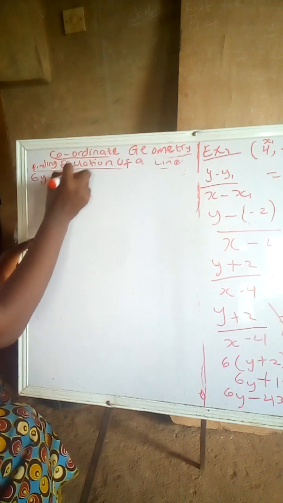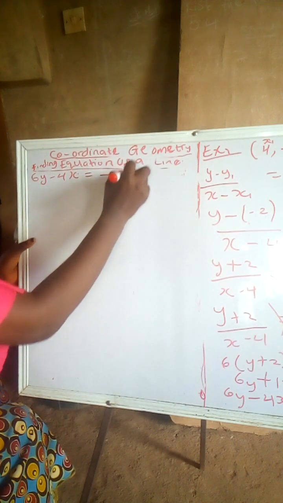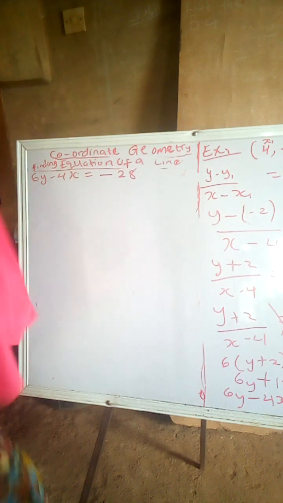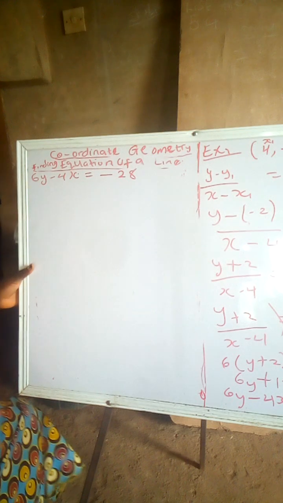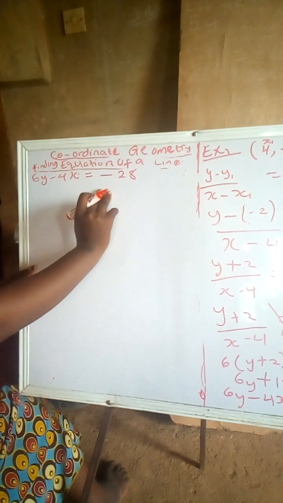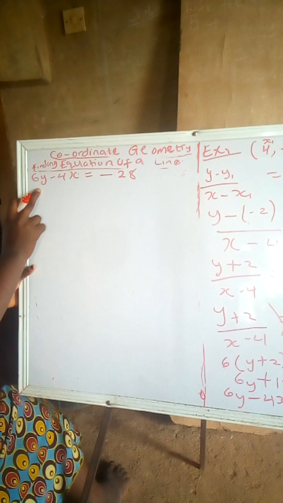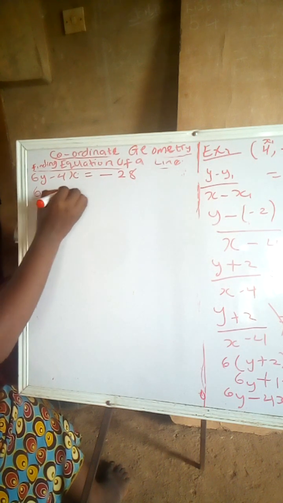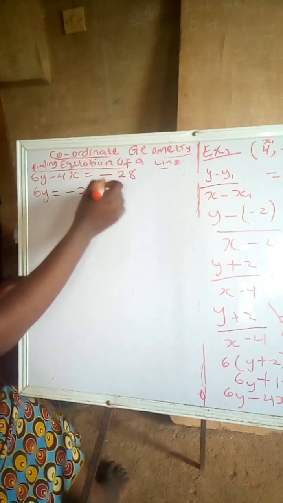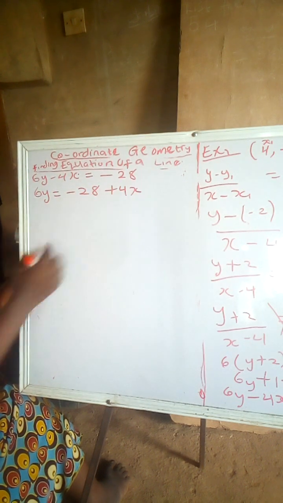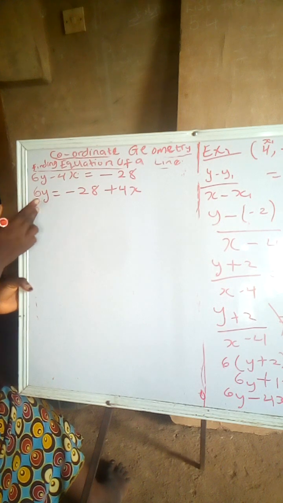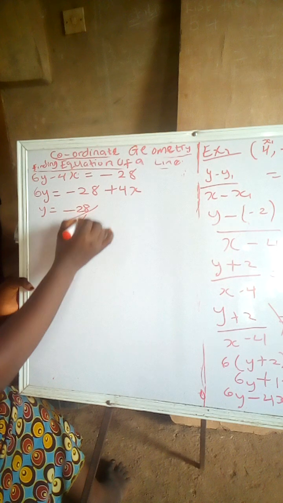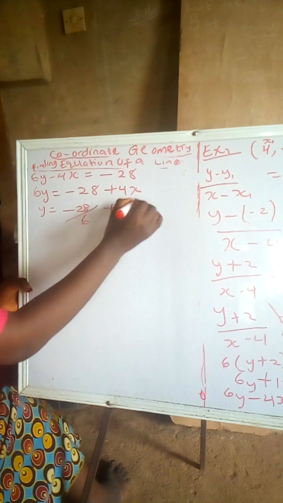6y minus 4x equals minus 28. Okay, so we are going to have 6y equals minus 28. This coming here is going to give us plus 4x. Now, to make y the subject of the formula, we are going to divide both sides by 6. y equals minus 28 divided by 6 plus 4 over 6x.